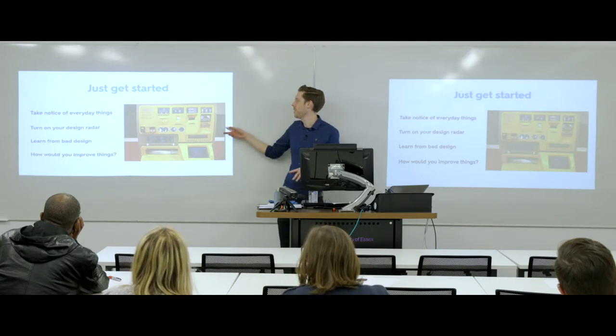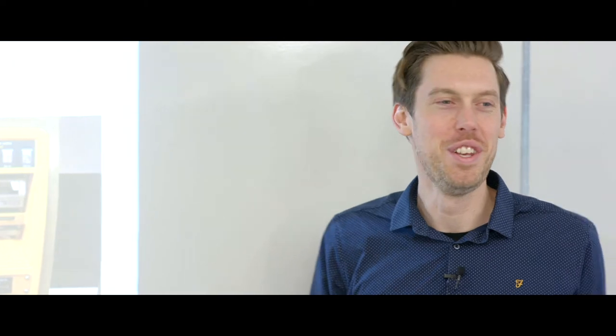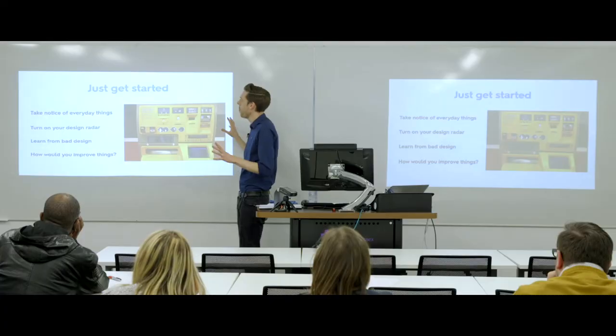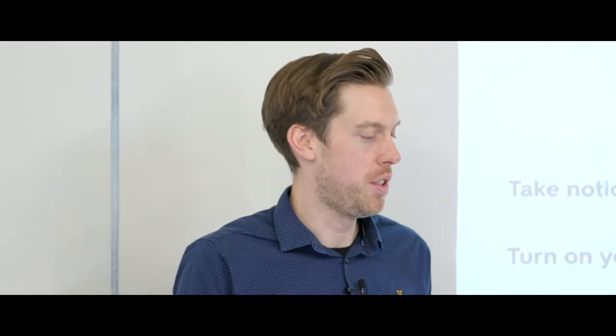So I've got a really good example here. This is a ticket machine. It's so bad that they actually built a telephone, like a help telephone, into the system. Like, they knew people were going to struggle with it. Something like this is a really good way to start kind of turning your design radar on.